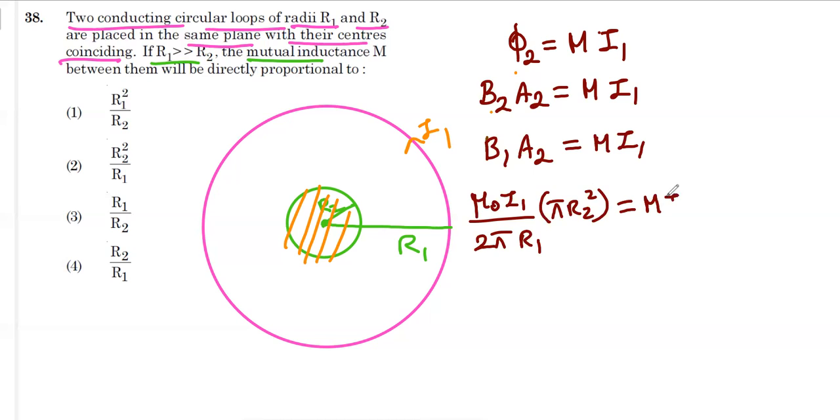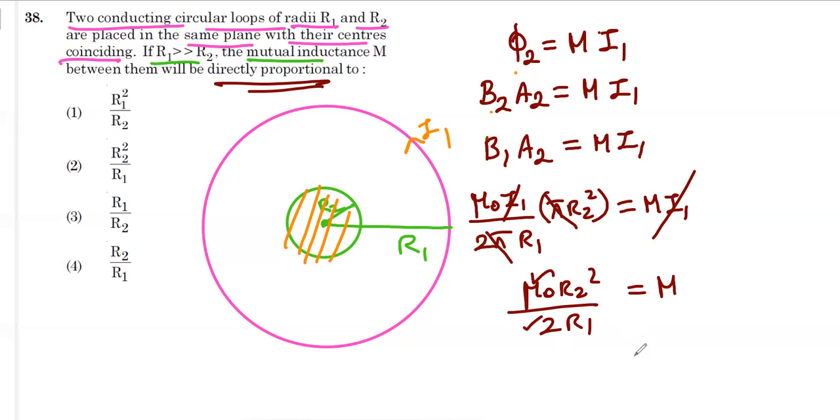This is equal to M into I1. I1 goes, pi and pi we lose. So the mutual inductance between these two coils is mu naught R2 square by 2 R1. So proportional தான் அவங்க கேக்குறாங்க. அப்ப கான்ஸ்டன்ட்ஸ்லாம் விட்டேன் அப்படின்னா, this is proportional to the mutual inductance is proportional to R2 square by R1.